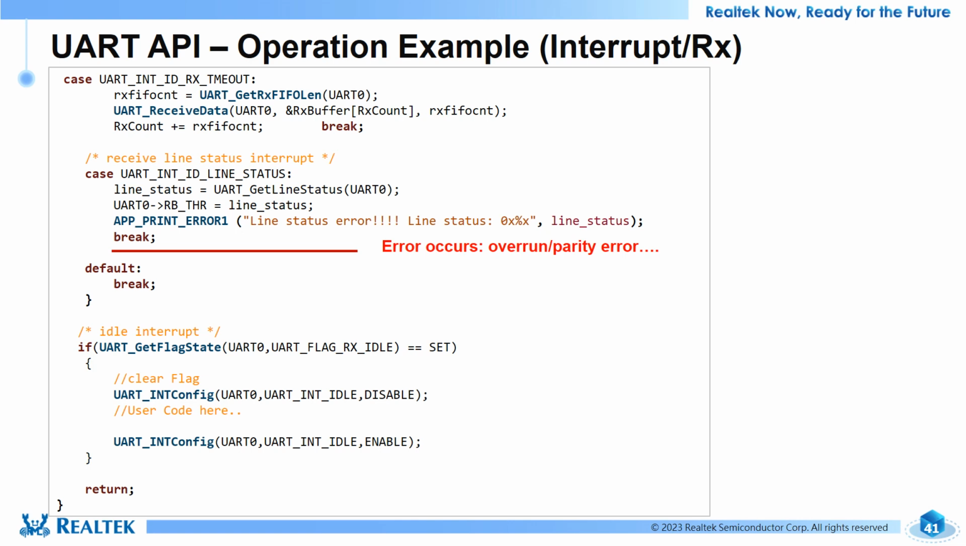If the idle interrupt is enabled, in the interrupt function, first call UART get flag state to determine whether the idle interrupt occurs. If an idle interrupt occurs, first call UART int config to disable the idle interrupt, then clear the idle interrupt flag, and finally enable the idle interrupt again. The idle interrupt is triggered when no data is received and sent within the specified time.